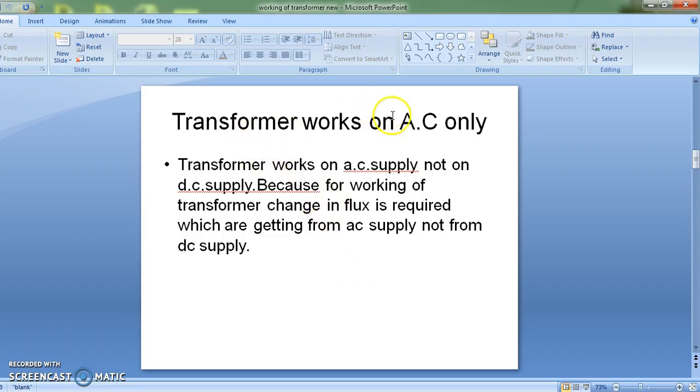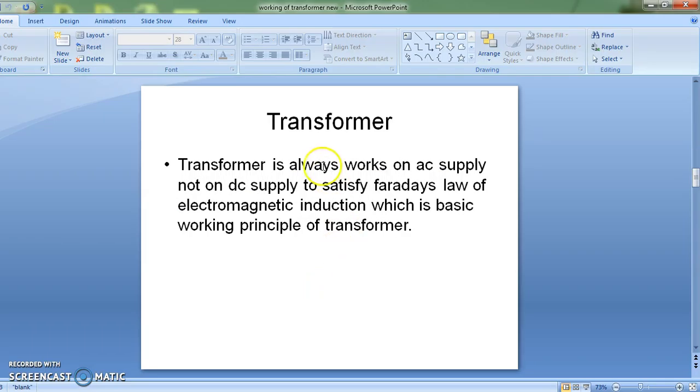Therefore, a transformer always works on AC supply, because for the working of a transformer, a change in flux is required, which we get from AC supply, not from DC supply. A transformer always works on AC supply, not on DC supply, to satisfy Faraday's law of electromagnetic induction, which is the basic working of the transformer.